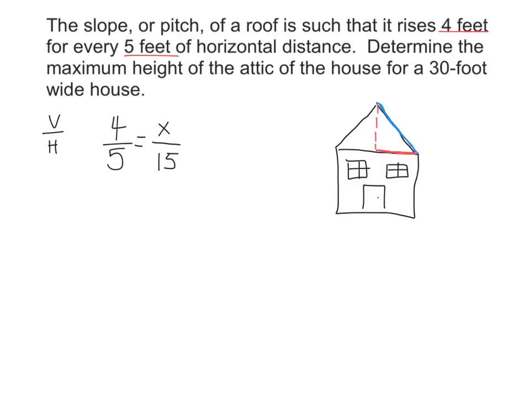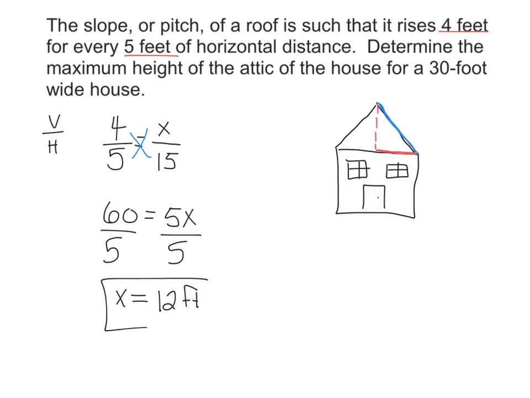So from here, to solve this proportion, we would just cross multiply. So 4 times 15 gives us 60. 5 times x gives us 5x. Divide by 5. And so the maximum height would be 12 feet. And that would be it.